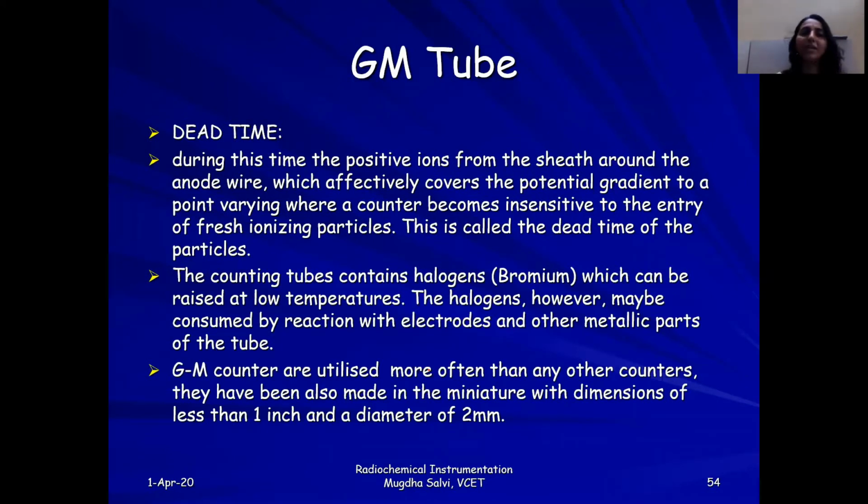The counting tube contains halogens, which can be used at low temperatures. The halogens, however, may be consumed by reaction with electrodes and other metallic parts of the tube. GM counters are utilized more often than any other counters. They have also been made in miniature, with dimensions of less than 1 inch and a diameter of 2 millimeters.